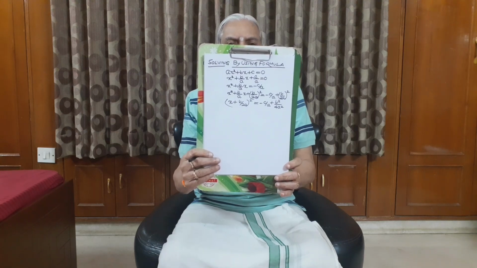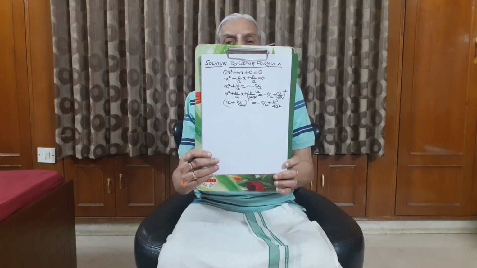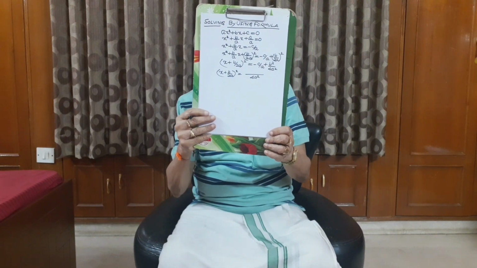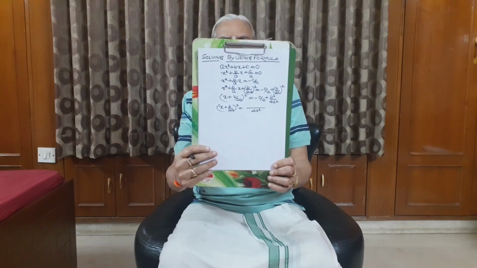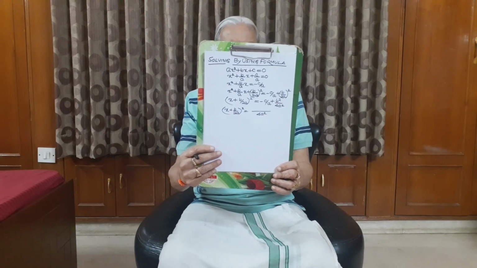Next one, only thing is you have to simplify the right hand side. So x plus b by 2a the whole square equals, what is the LCM on the right hand side? 4a square is the LCM, minus c by a plus b square by 4a square is there. What is the LCM there? LCM is 4a square. So in the numerator you just get minus 4ac.